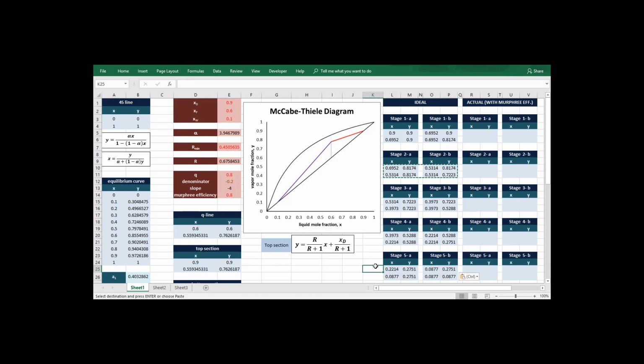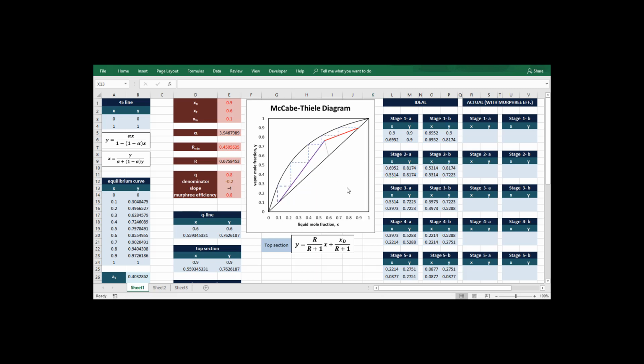I will now add this to the plot. So this is what the graph looks like after adding the stages of the ideal curve. The stages are drawn as dashed lines. Next up is the actual equilibrium curve with Murphree efficiency.